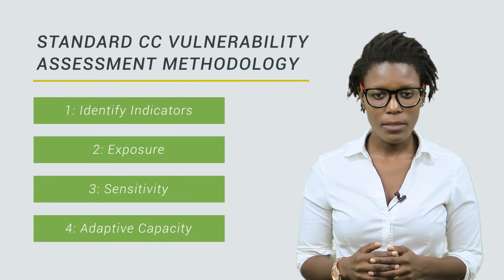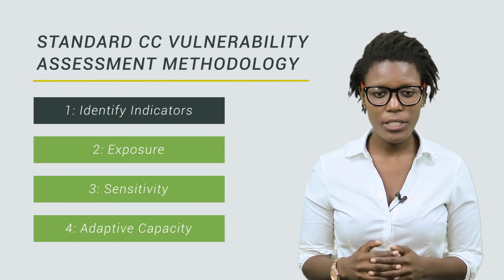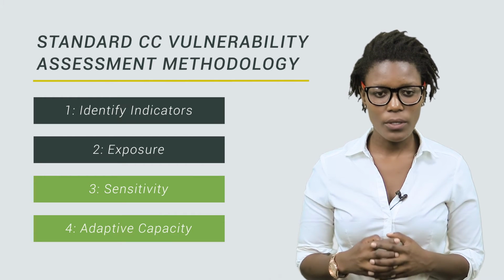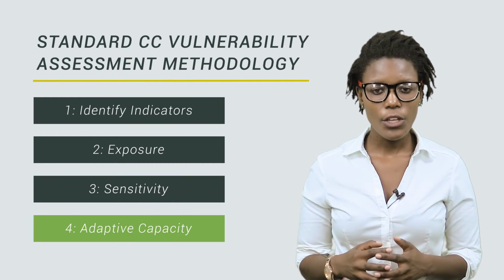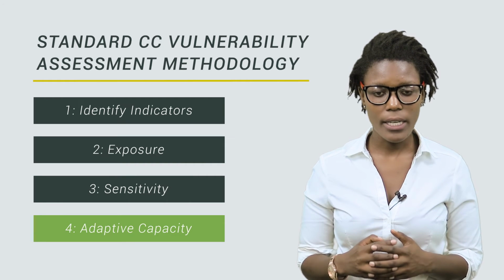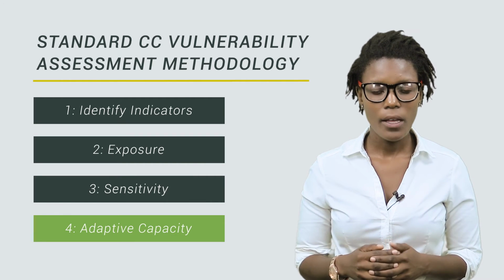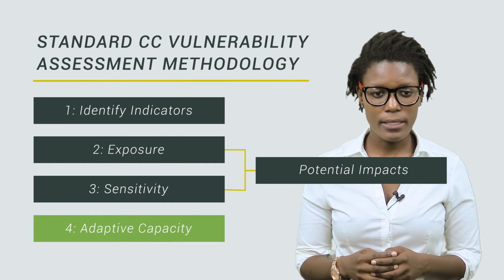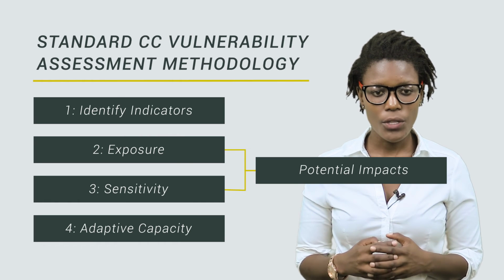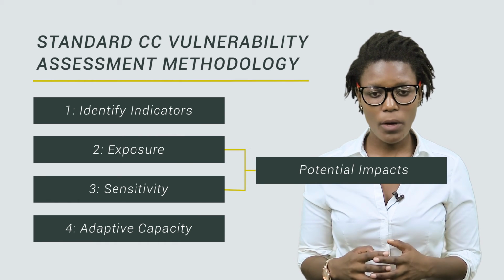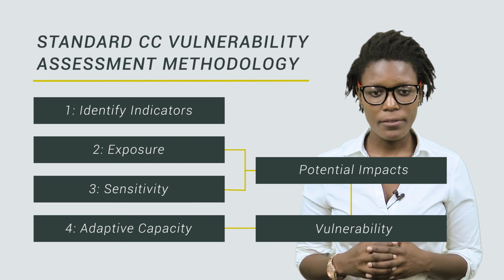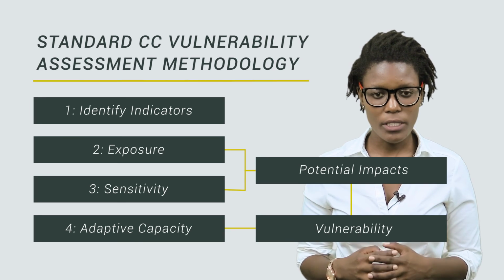So to recap, in step 1 of the vulnerability assessment, you developed your list of potential climate change indicators. In the second step, you assessed whether you're exposed to each of these indicators. In the third step, you assessed how sensitive you are to the indicators you are exposed to. Exposure and sensitivity together determine your potential climate change impacts. In this fourth step, you then assessed your adaptive capacity to respond to the potential impacts. Finally, if you have low adaptive capacity, you are vulnerable to that particular indicator.